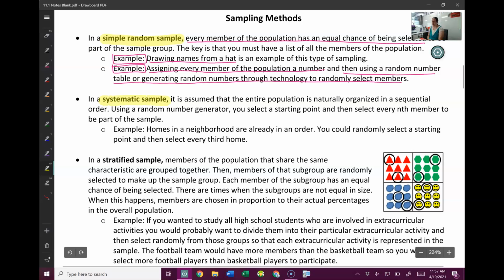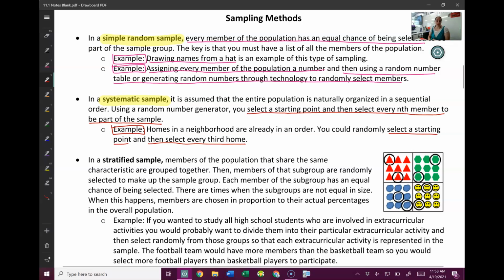Let's talk about the next one, a systematic sample. A systematic sample is where you select a starting point and then select every nth member to be a part of the sample. Let's go through some examples to solidify this. You select a starting point in homes and then survey every 3rd home. Or you stand outside the school as school ends and you talk to every 8th person who leaves the school. That's systematic. There's a system in place.